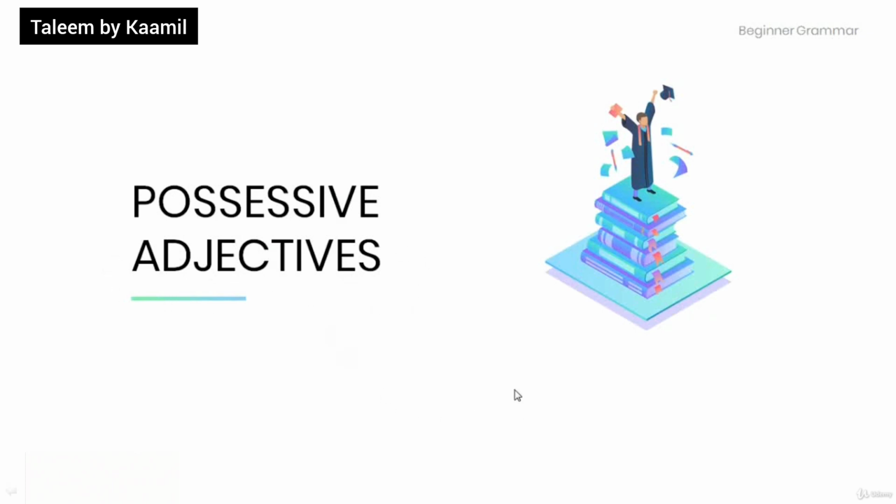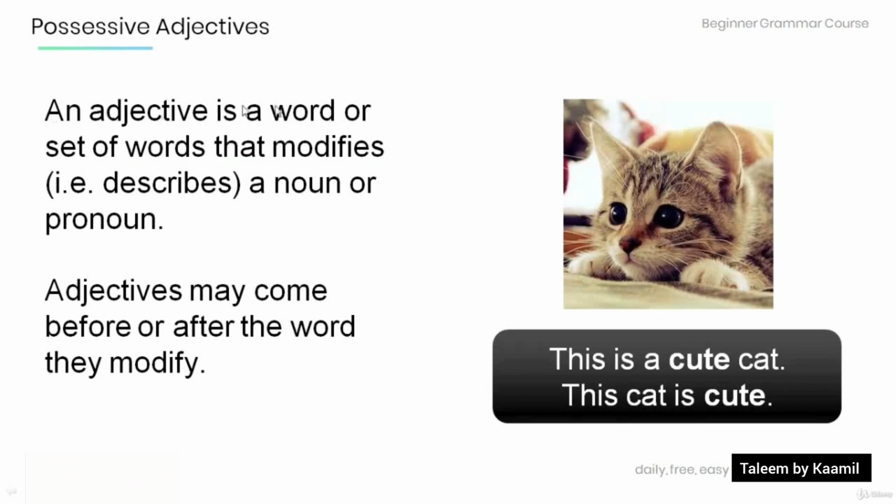Let's get started. Remember that an adjective is a word or set of words that modifies, in other words, describes a noun or pronoun. Note that adjectives may come before or after the word they modify, as in the example over here. This is a cute cat. The adjective cute modifies or describes the noun cat, and it comes before the noun.